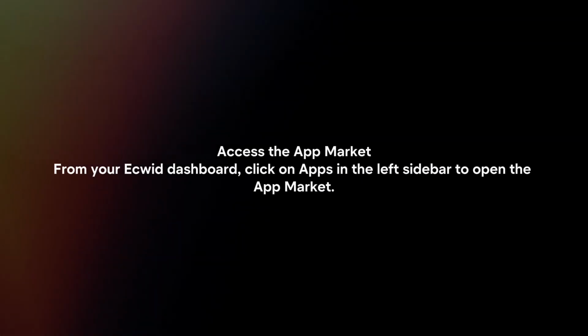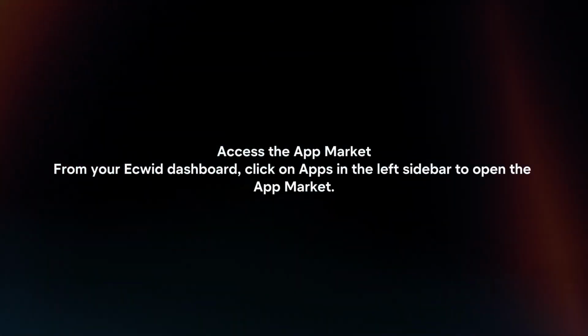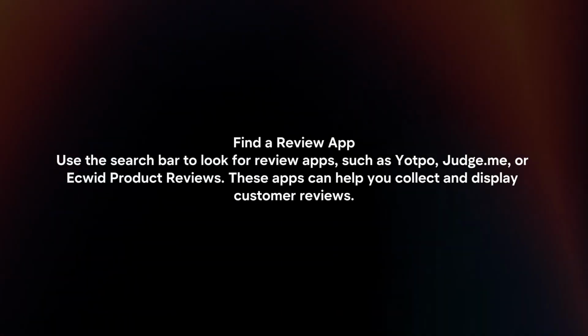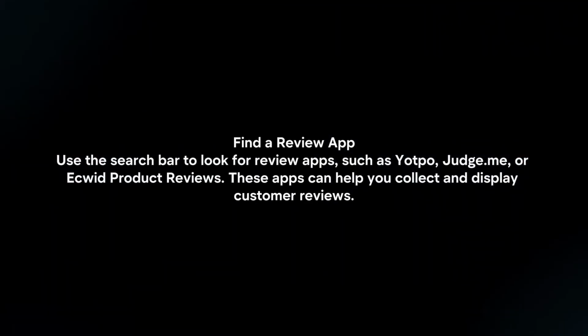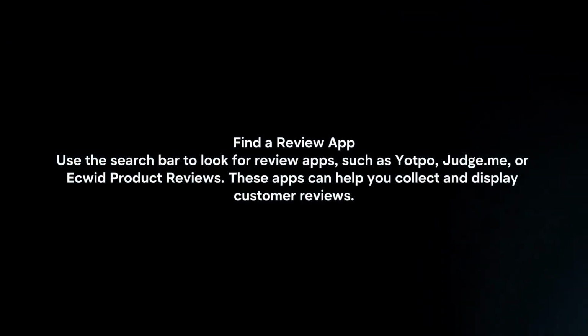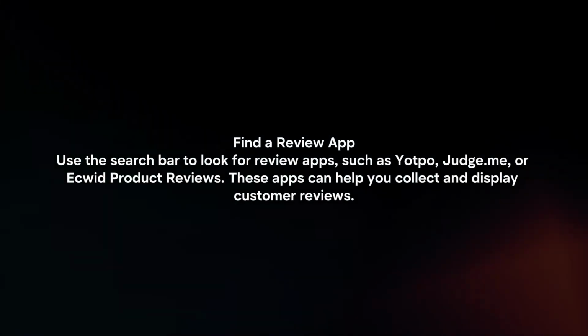Access the App Market. From your Ecwid dashboard, click on Apps in the left sidebar to open the App Market. Find a review app. Use the search bar to look for review apps such as Yotpo, Judge.me or Ecwid product reviews. These apps can help you collect and display customer reviews.